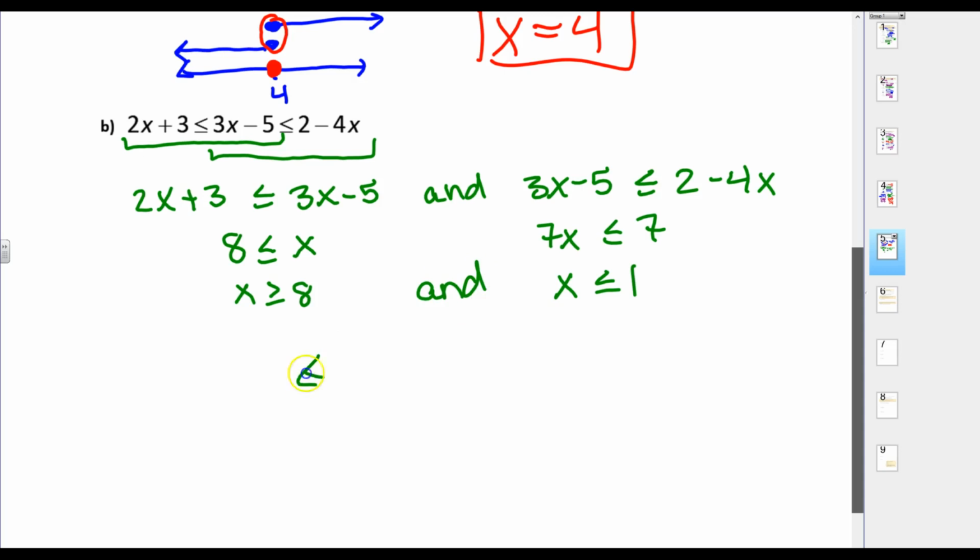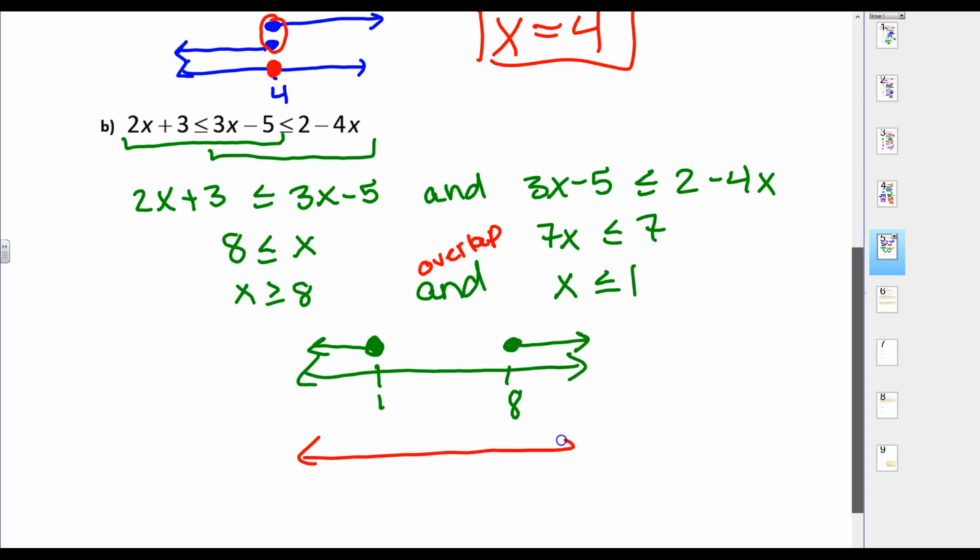So now we want to look at them on the number line. I've got a 1, I've got an 8. The 1 graphs less than or equal to 1, so it goes down. It's a closed dot. 8 is greater than or equal to, so we go up. Because and is an overlap, there is no overlap in this graph. So my final graph is completely empty with a 1 and an 8, and there is no solution.